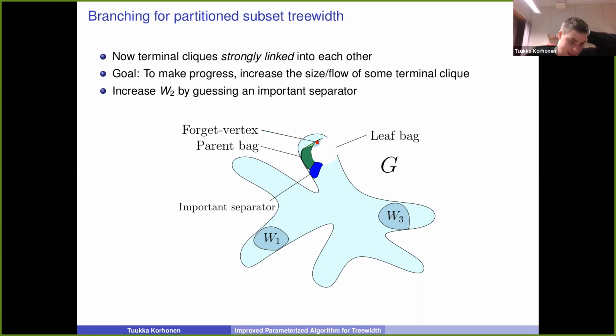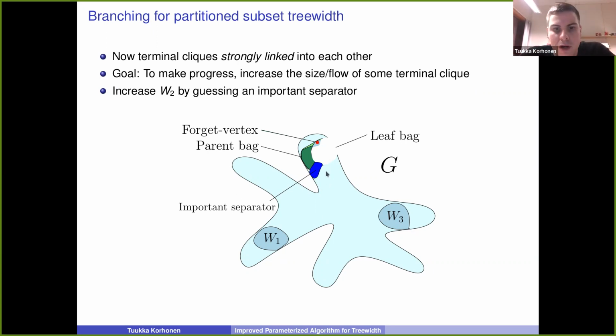So this important separator is a notion invented by Daniel Marx in 2006. The point is that it's a separator that's optimal in a sense: if you have just a min cut, then you have a unique rightmost min cut. But you can generalize this: if you have a separator of size k, then you have a bounded number of separators of size k that are pushed most to the right. And this is an important separator.